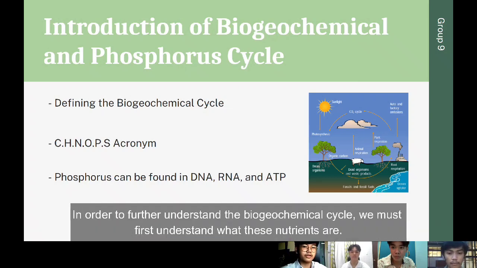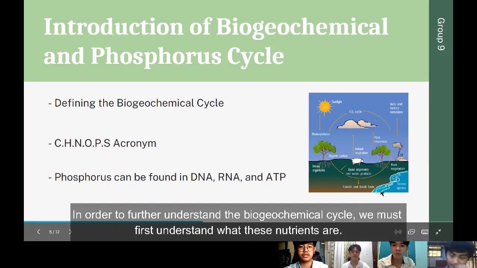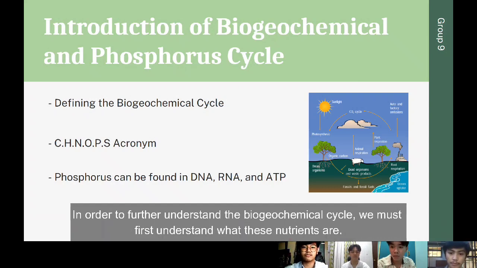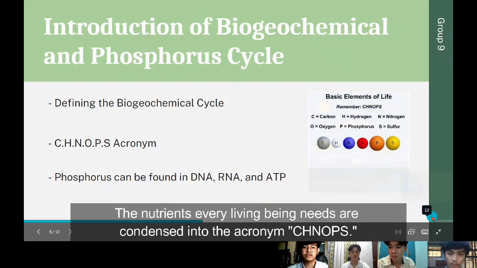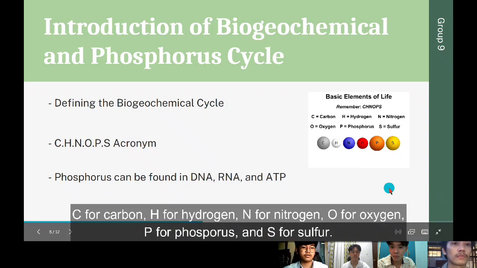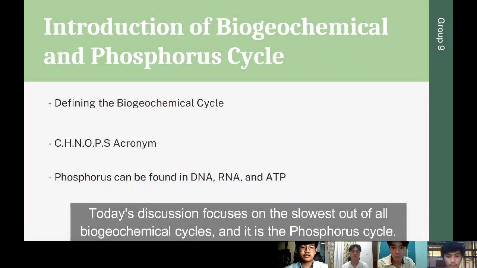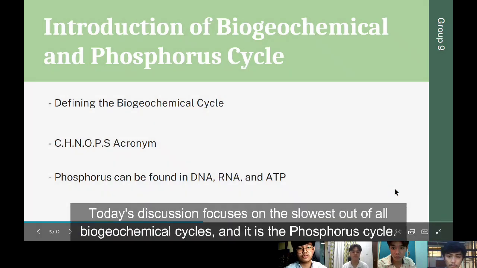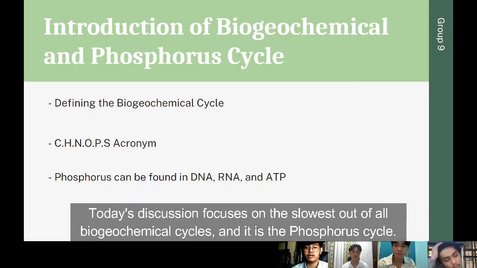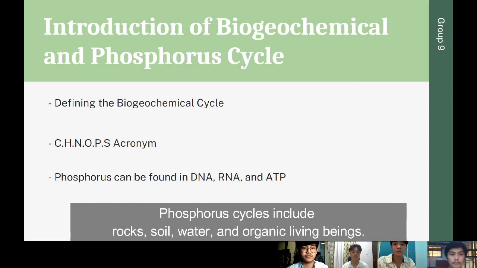In order to further understand the biogeochemical cycle, we must first understand what these nutrients are. The nutrients every living being needs are condensed into the acronym CHNOPS: C for carbon, H for hydrogen, N for nitrogen, O for oxygen, P for phosphorus, and S for sulfur. Today's discussion focuses on the slowest out of all the biogeochemical cycles, and it is the phosphorus cycle.